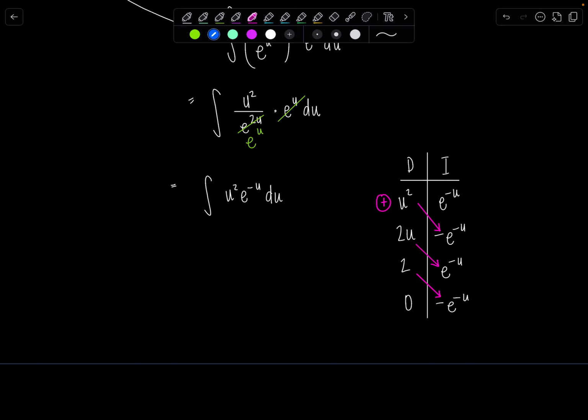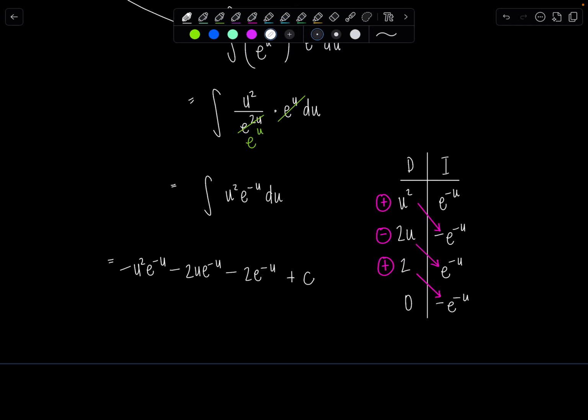So first one is unchanged, then you add a negative, then you add a positive. That's because there are these nested negative signs when you do multiple rounds of integration by parts. Okay, so then the result is going to be negative u squared e to the negative u minus 2u e to the negative u. So I have to remember to add an extra negative for this product. And then we have minus 2 e to the negative u plus c.